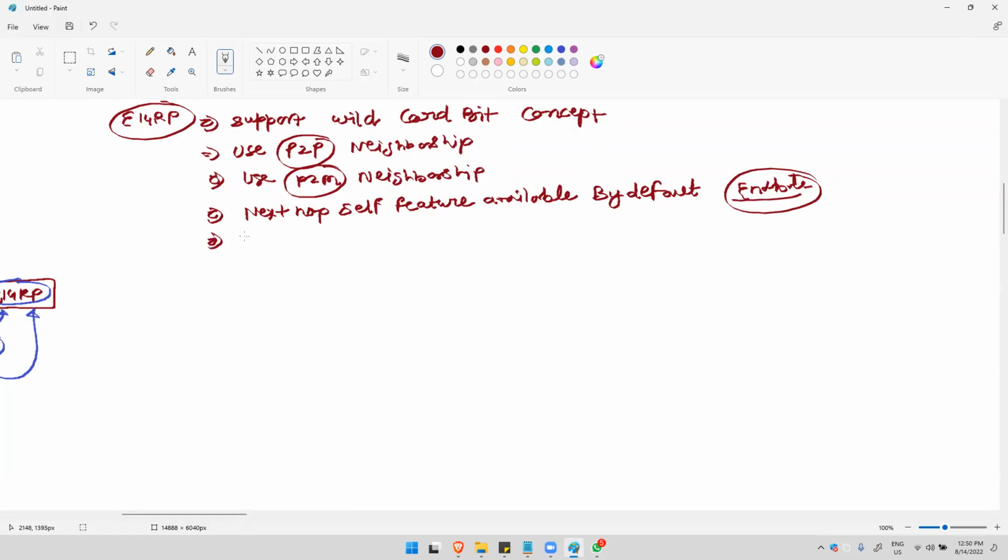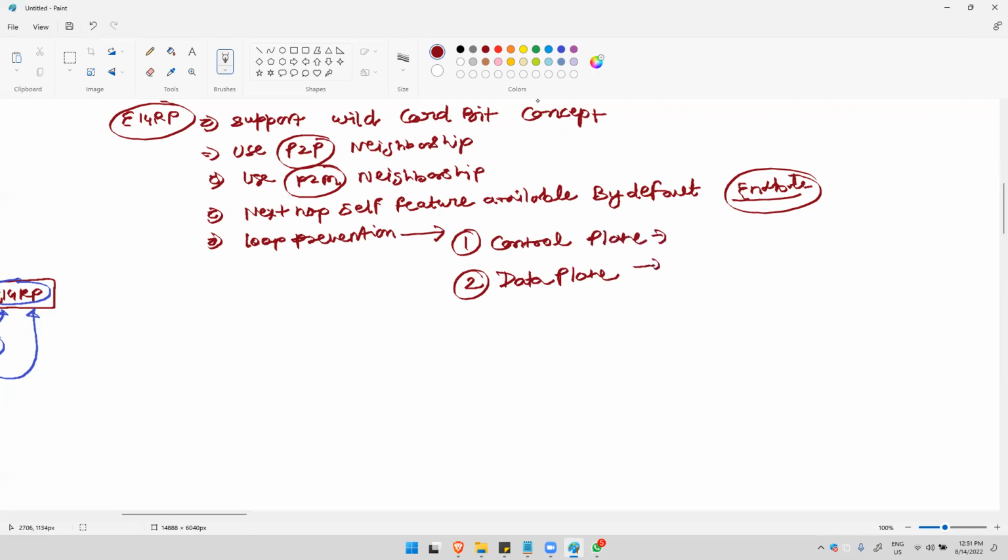One more thing: loop prevention. We are getting 2 types of loops. One is the control plane loop, and another one is the data plane loop. Control plane loops means whenever devices exchange updates. So in the update process, how do we prevent loops? We use the split horizon rule, which is enabled on your interfaces.